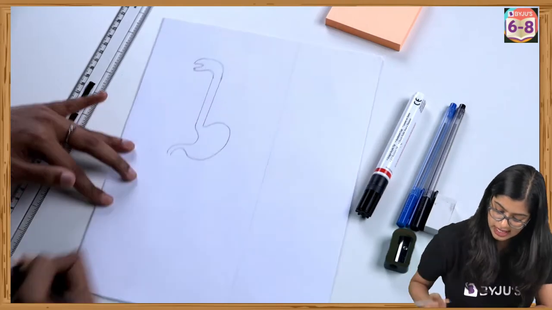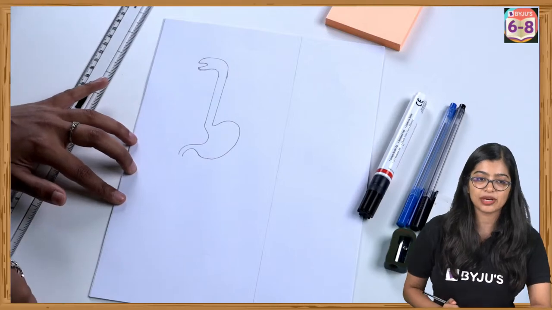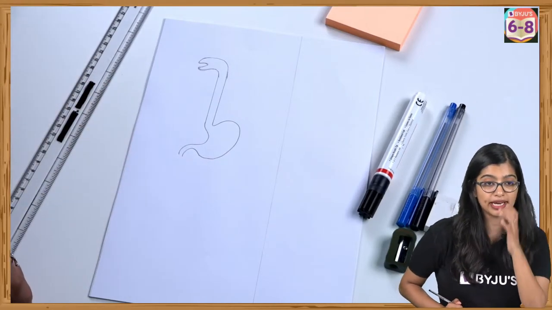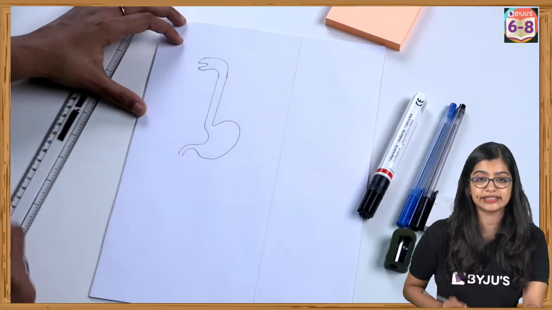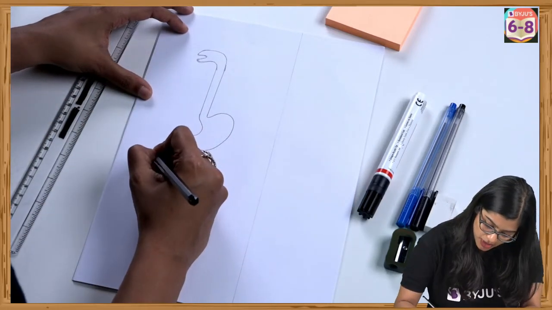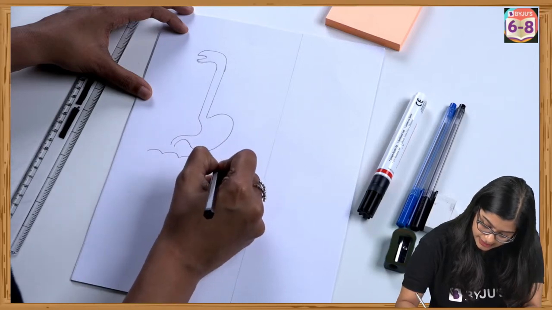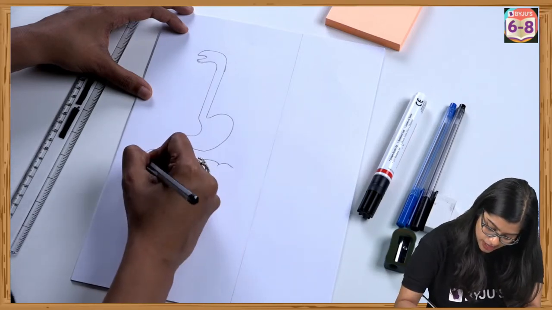Yes, you draw the stomach here. Now I do it a little differently, okay? Normally what I do is, I tend to draw the large intestine first, then the small intestine, okay? So now what I'm going to do is, I'm going to draw the large intestine. So I make my top part.